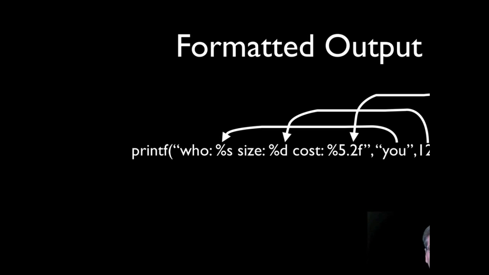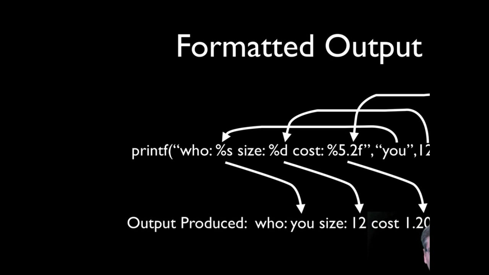And we can have a variable number of these. The %s means string, the %d means integer, and the %5.2f stands for floating point, 5 digits with 2 to the right of the decimal place. So if we looked at the actual output generated here, we would see the string "who: u, size: 12, cost: 1.20" because we have 2 places to the right of the decimal place. C has added in that 0 for us.